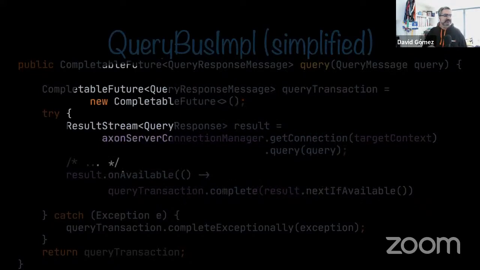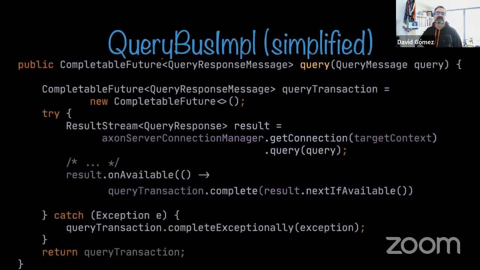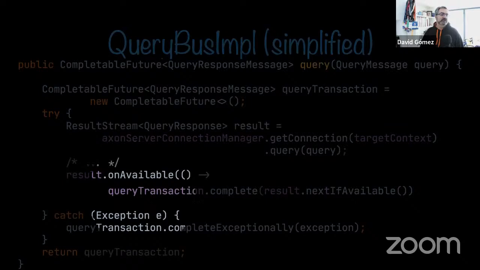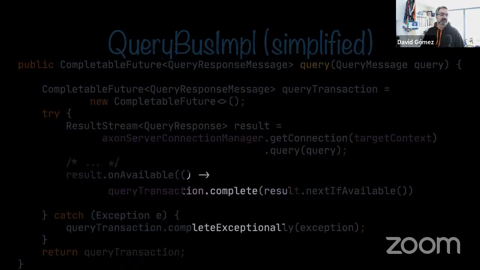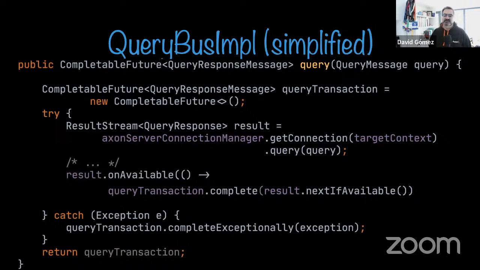And then this is basically, we are using a result stream, which means that this get connection query is handling the resolution of this query asynchronously in threads. And basically what we finally do is, when we have the result available, we mark the completable future as complete, providing the result that was returned by this connection manager. So basically this is it.